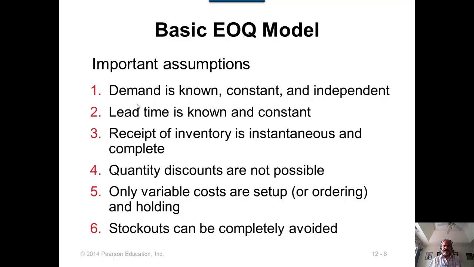and holding cost. Now, stockouts can be completely avoided, which comes from assumptions 1 and 2. If the demand is constant and known, and the lead time is constant and known, then we can precisely compute when to order and when to receive inventory in such a way that you never run out of stock. So assumption number 6 is derived from 1 and 2.